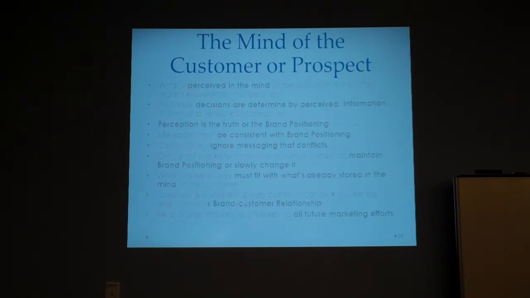So the idea is to turn that around and to understand what the perception is. And the decisions are to determine the perception and how to change it. And that's very hard. Changing people is hard, and I'll show you why. So the perception is the truth, or the brand positioning. You've heard of brand positioning, positioning the brand? That is positioning it in the mind, which is very difficult. So if somebody believes that you have a shoddy product, it's very hard to change that.